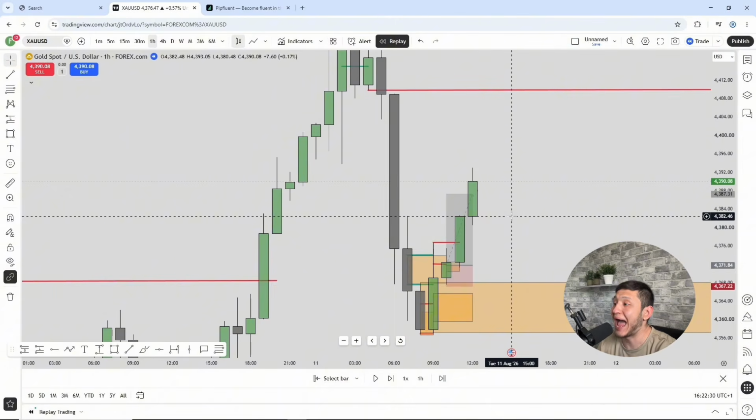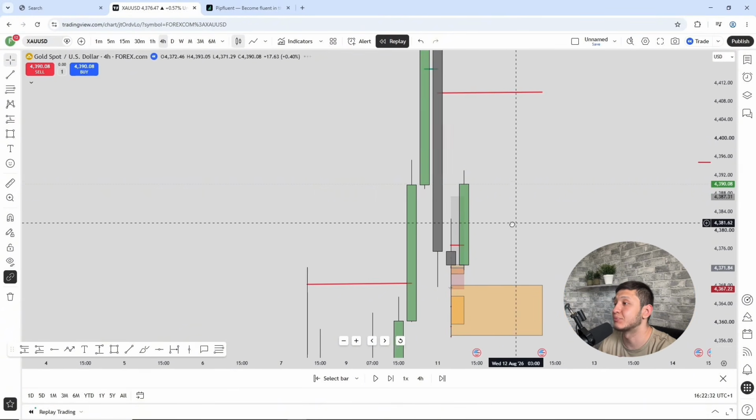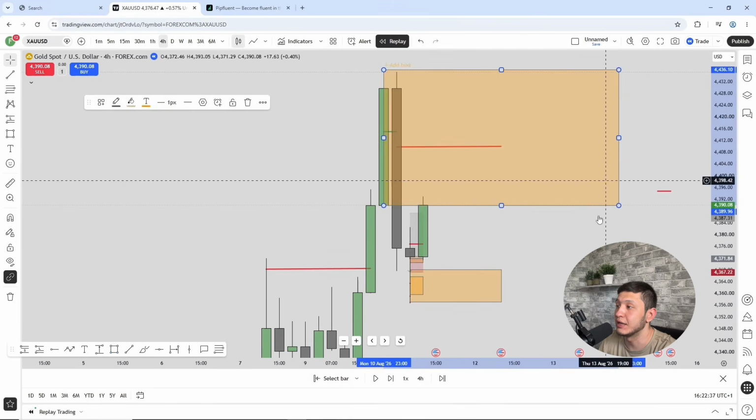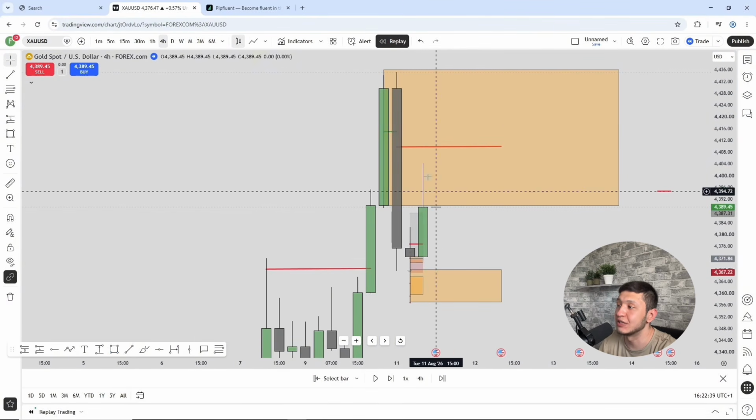Now, this is how we personally take an entry. And as you can see, price literally went all the way up to this bearish engulfing, which is right here, correct? Now, from here, eventually, we've got what?